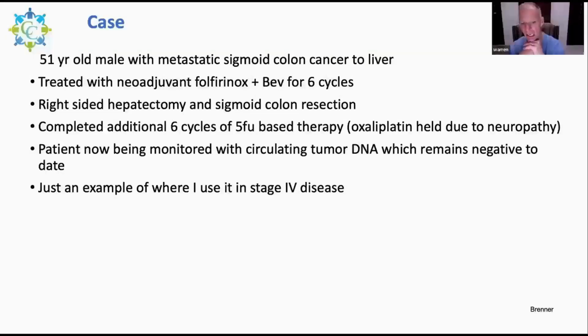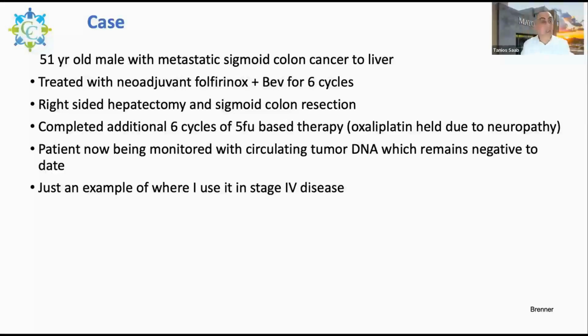I only did it after he had his surgical procedures and was rendered disease-free. And it was negative then? Yes. Okay. All right. Ideally, and I've been doing this more and more with the oligometastatic disease.